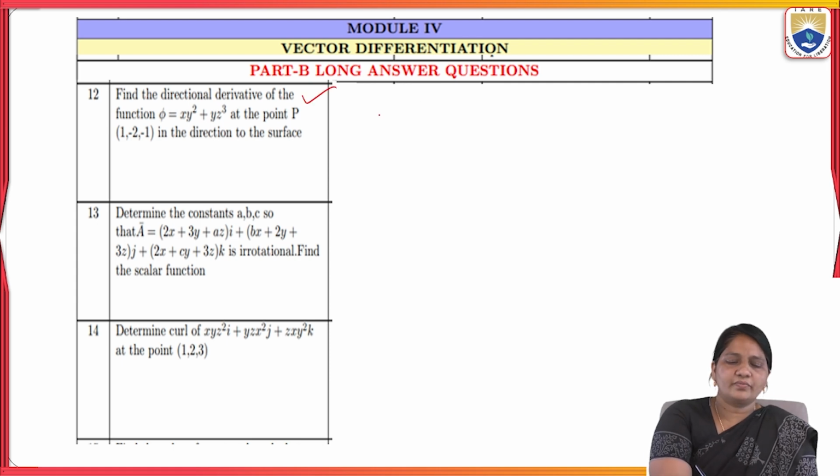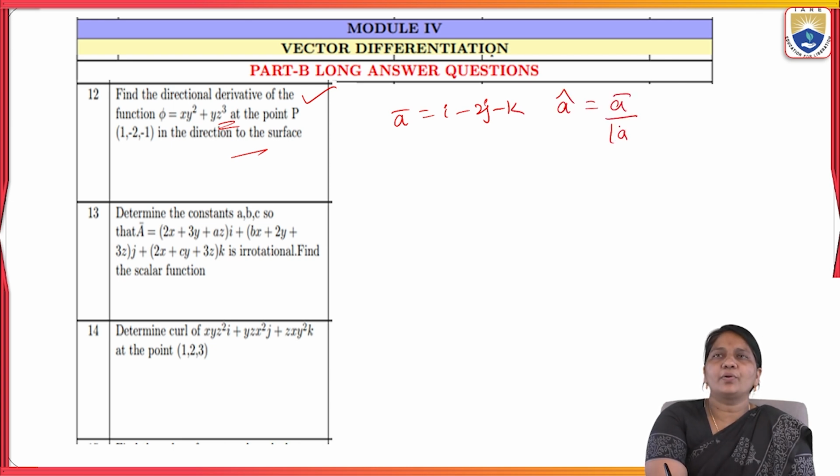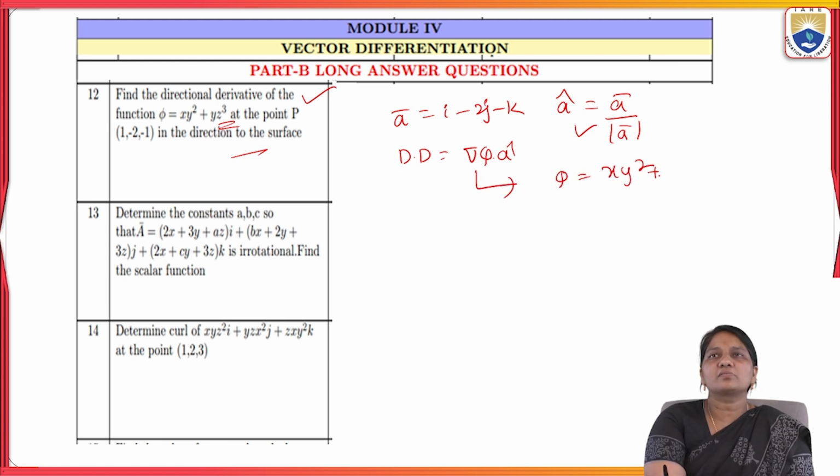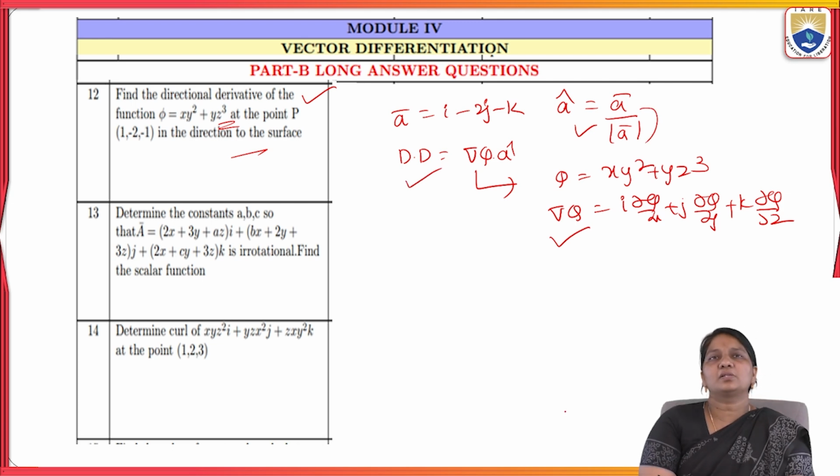So here, find the directional derivative for the function pi in the direction of (1, minus 2, minus 1). So here a bar is i minus 2j minus k, and from this we can calculate a cap, that is a bar by det of a bar, and calculate the directional derivative, that is del pi dot a cap. So a cap we already know. So we have to calculate this del pi value from the pi, that is xy square plus yz cube. So what is the del pi value? That is i into dou pi by dou x plus j into dou pi by dou y plus k into dou pi by dou z. By these two values we can calculate the directional derivative.